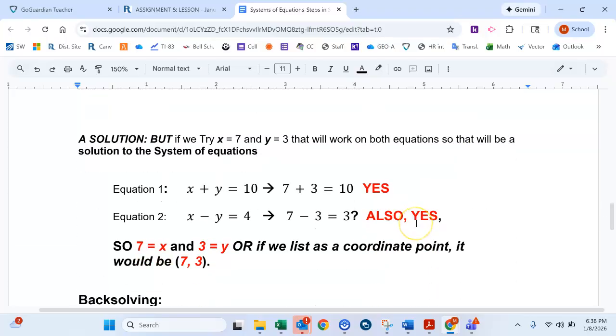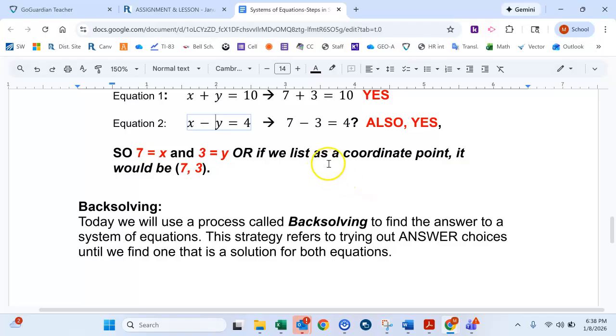So the solution actually is 7 and 3. And let's try it out. So if we put 7 and 3, does that equal 10? Yes. So it satisfies equation number 1. How about equation number 2? Is 7 minus 3 equal to 4? Yes, it is. Okay. So that means that it is a solution to this system of equations with these two equations right here. Okay.